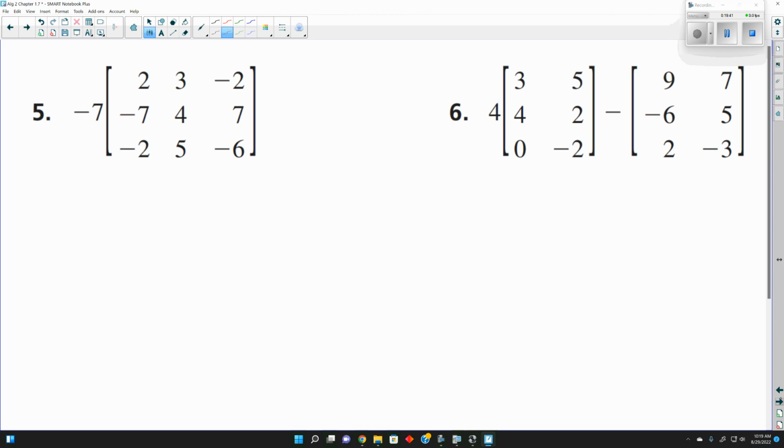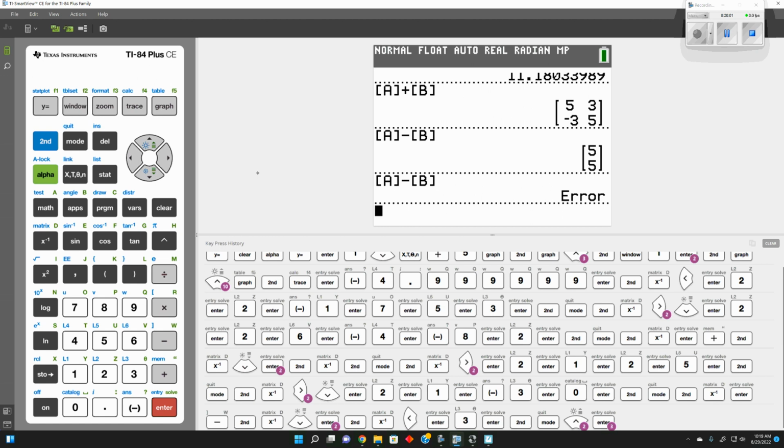Now, either one of these here aren't too bad. Because number 5, we're just distributing that negative 7. It's not too bad. It's just the multiplication of negative 7, yes? Now, I think we feel comfortable with this one here, yes? Let's look at number 6, but let's look at it on the calculator.